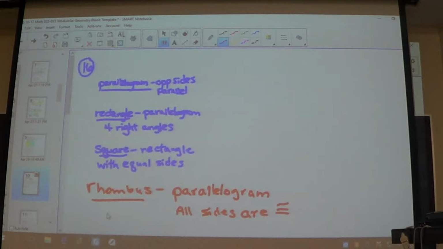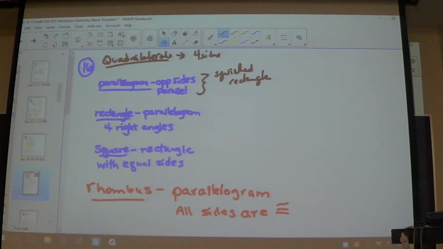All right, parallelograms. We've done triangles. Triangles were 3 sides. These are called quadrilaterals. Quadrilaterals. These have 4 sides. Looks like if you have quadruplets, that's 4 babies. Quadrilaterals is 4 sides. Now, a parallelogram is a squished rectangle.